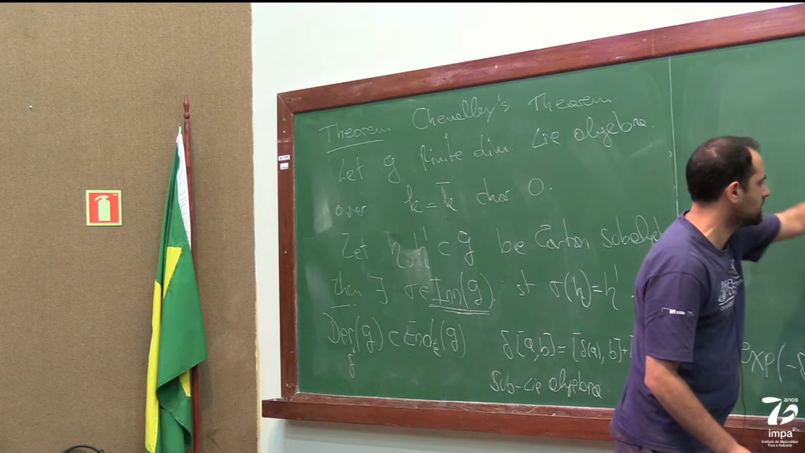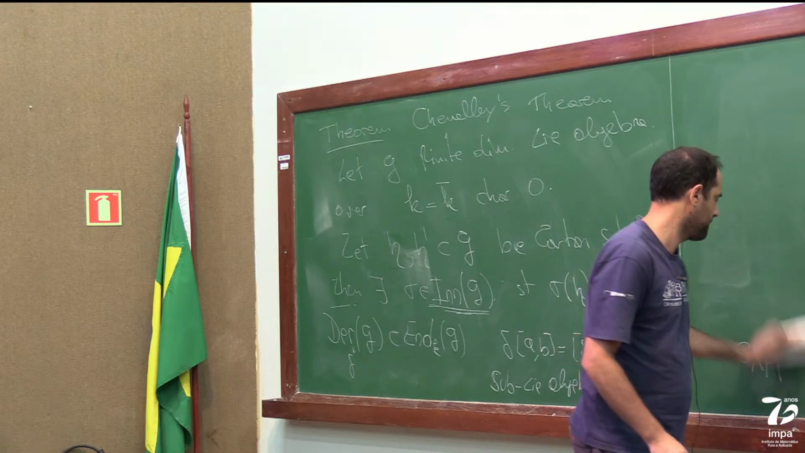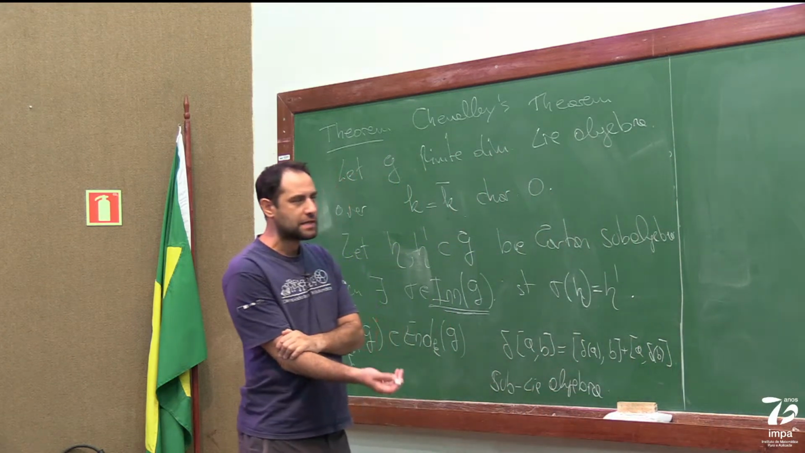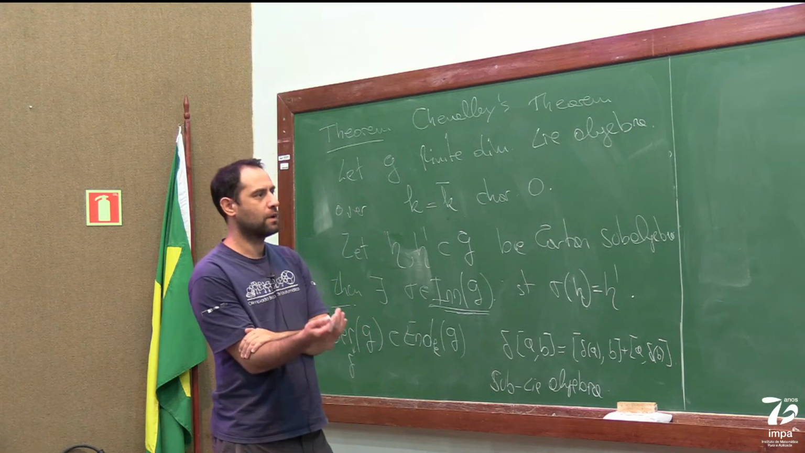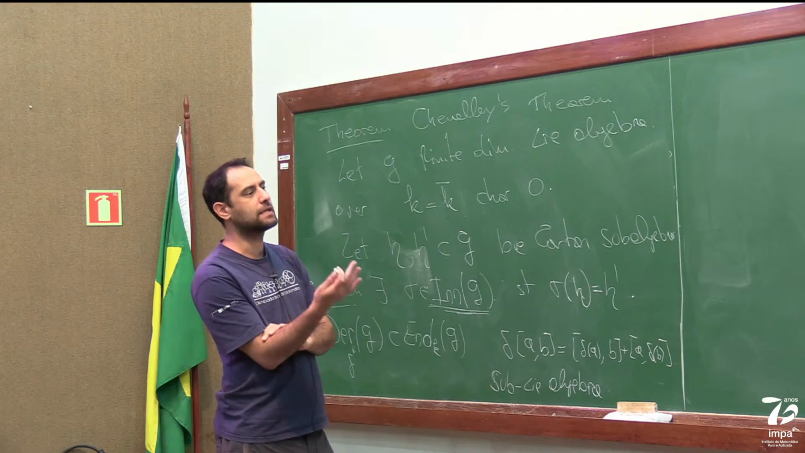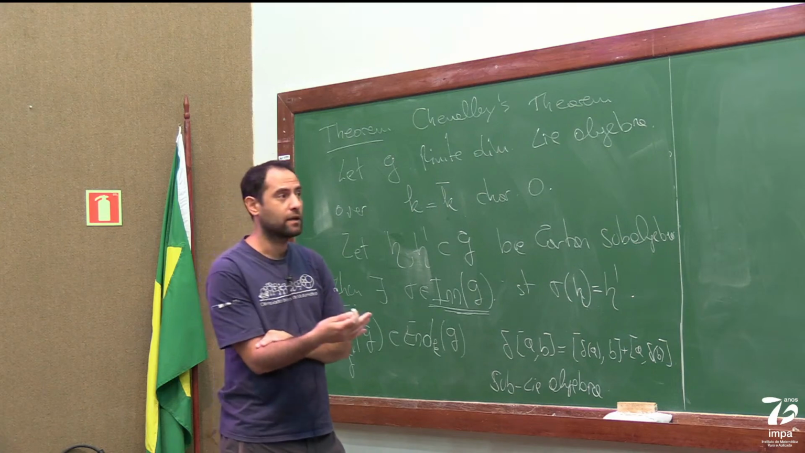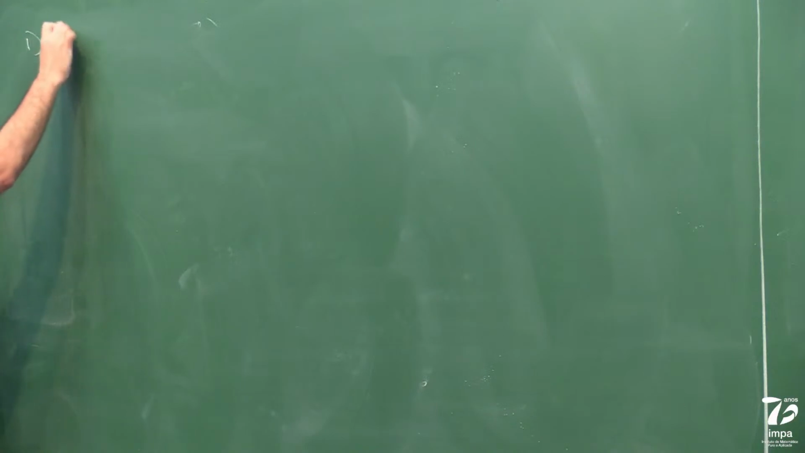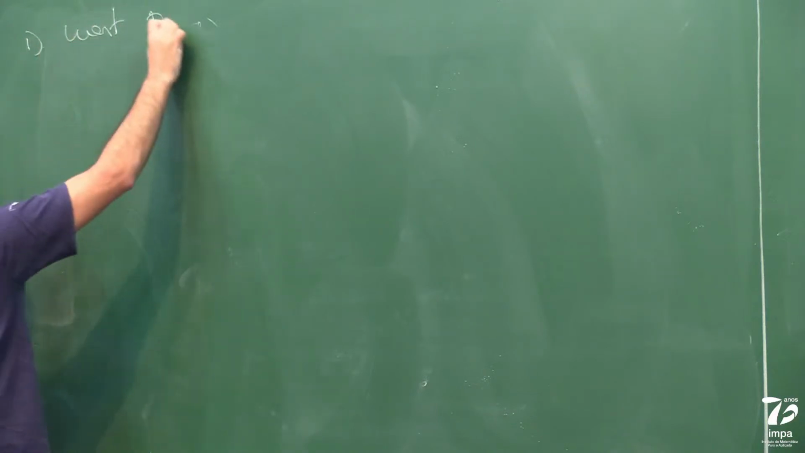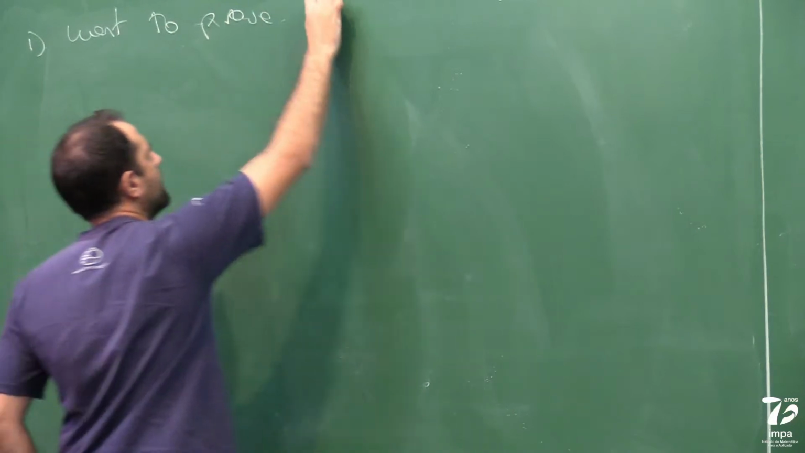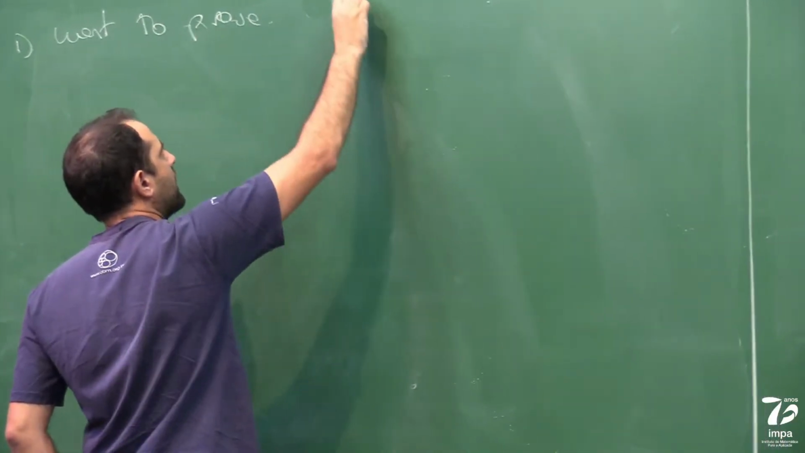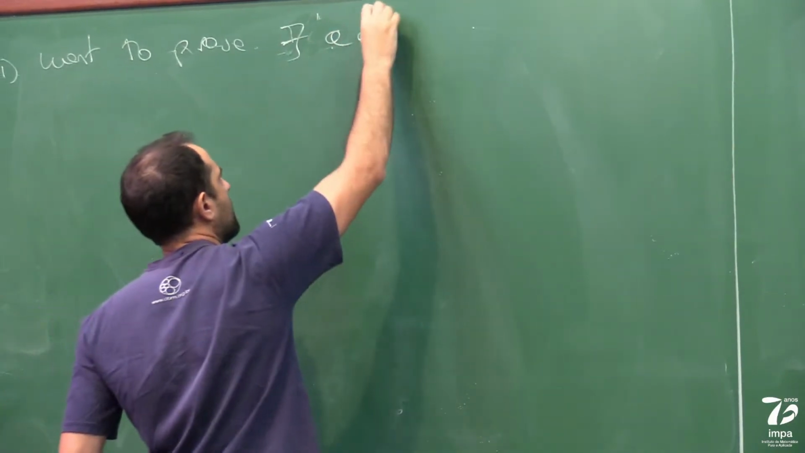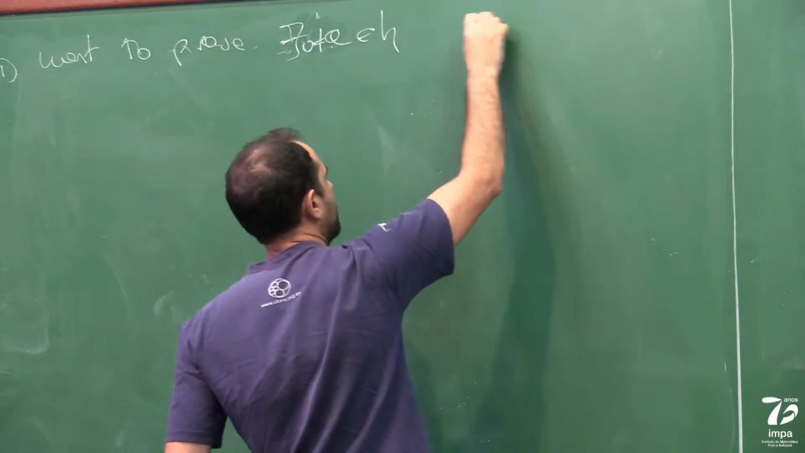So the first thing is, let me tell you the idea of the proof. The first thing we want to prove is that every Cartan subalgebra contains inside a regular element. So I want to prove that there exists some A in H, non-zero and regular.